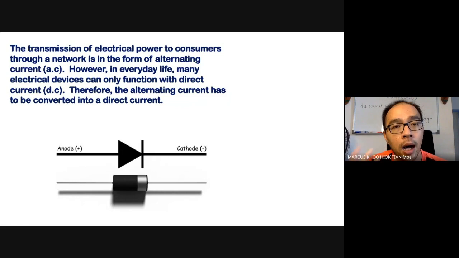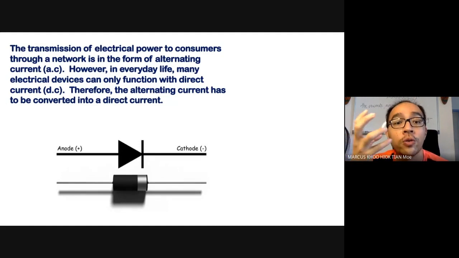Okay, but how is the alternating current changed to direct current? Because most of our electrical devices can only function with direct current. Imagine if your lamp or your TV functioned with alternating current. You're going to get cluck, cluck, cluck, cluck. It's going to be blinking a lot until your eyes become very painful. So there has to be something that converts alternating current to direct current.